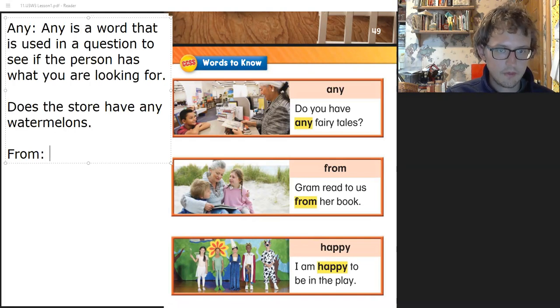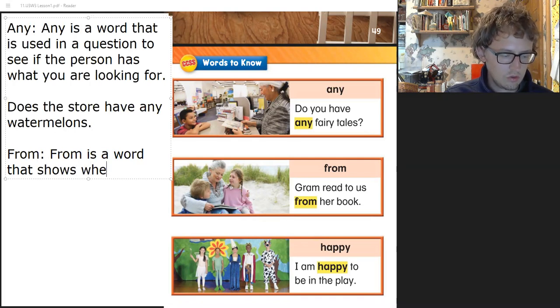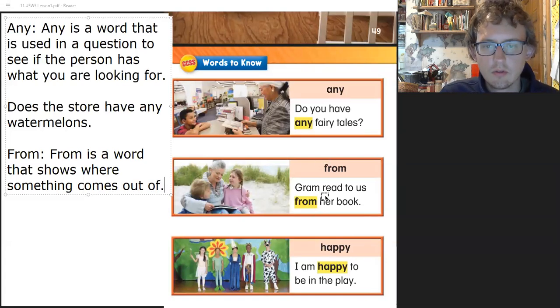From. From is a word that shows where something comes out of. So, for example, Graham read to us from her book. So it shows that what she is reading comes out of her book.